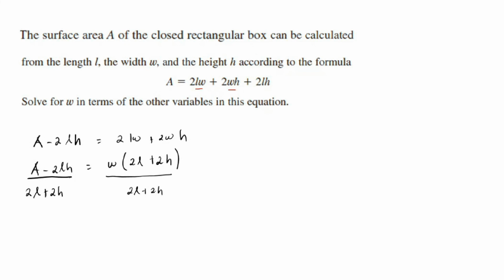So this one now will be canceled. So we have now W. I will just write W in the left hand side. So W is equal to A minus 2LH over 2L plus 2H. So that's the answer for that.